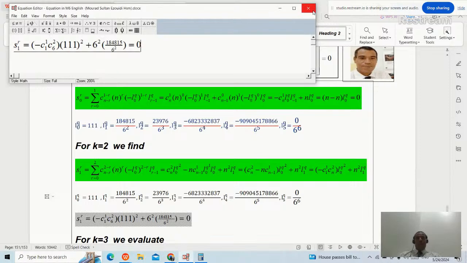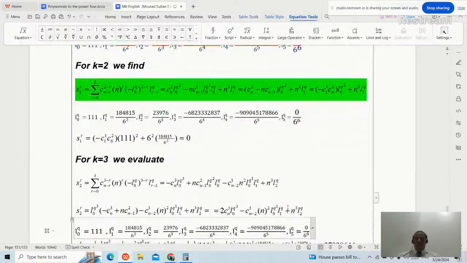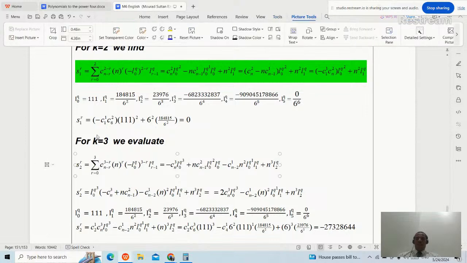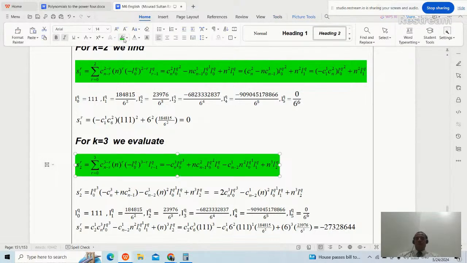Okay, so now this one, as we told, S1 is 0, I will continue to find S2. For k equal 3, we should evaluate S2 of order R. So S2, learners, I will just give its own color. This is the formula that is derived from the discriminant formula of Mr. Mourad Sultan Ezouidi. When k equals 2, I will just use this one.